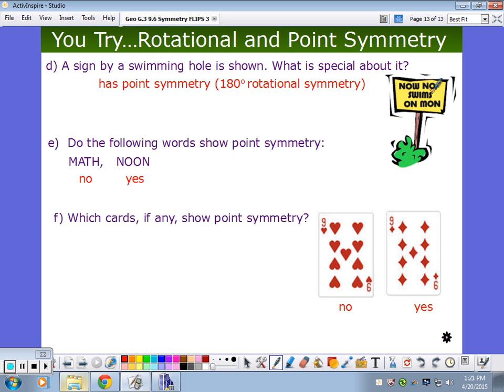If you turn this upside down, it says the same thing. The whole sign has point symmetry. Math does not have point symmetry, but noon does. Anybody turning their paper upside down to tell? Just turn it upside down. How come this card does not have point symmetry, but this card does? Why is that, Christian? Because the heart in the middle is facing up. Right, this heart does not have point symmetry. But a diamond does. And that's really all there is to this.